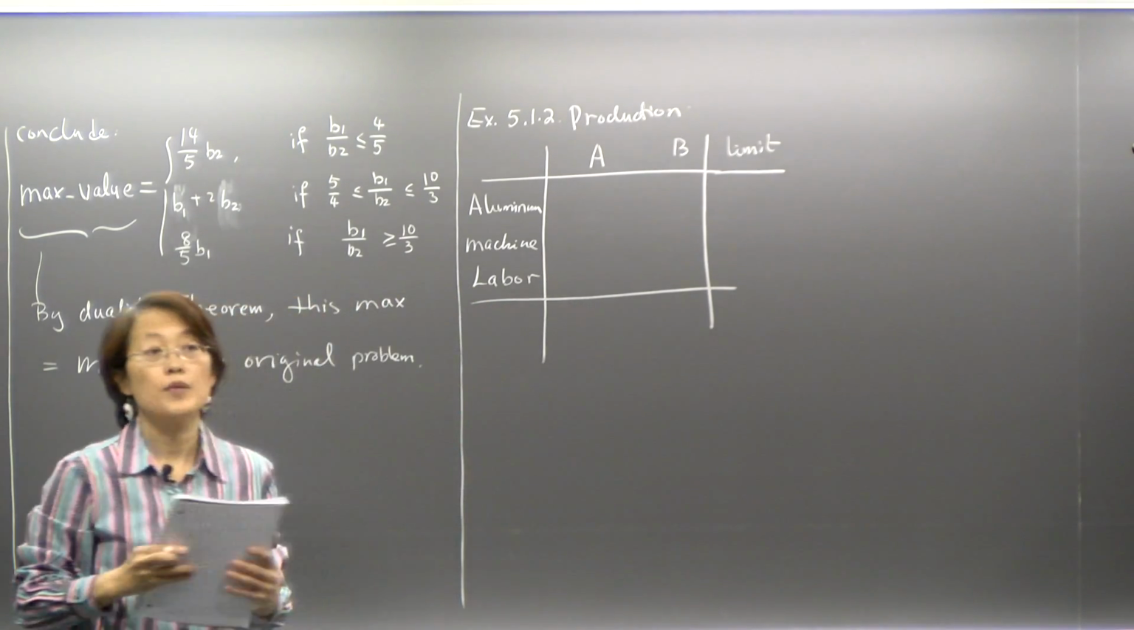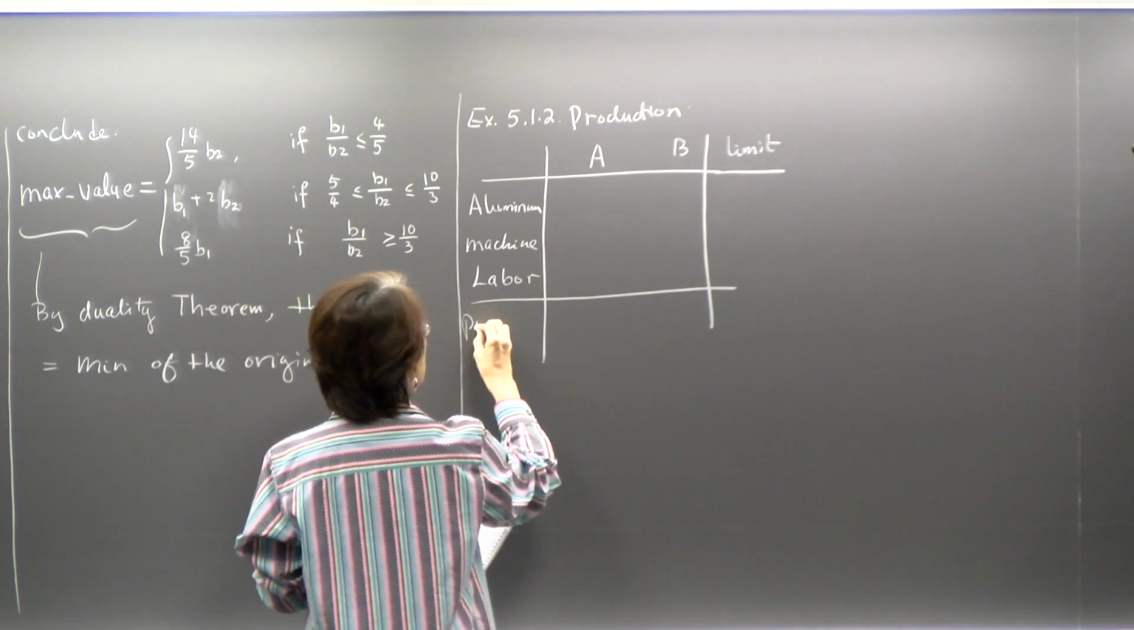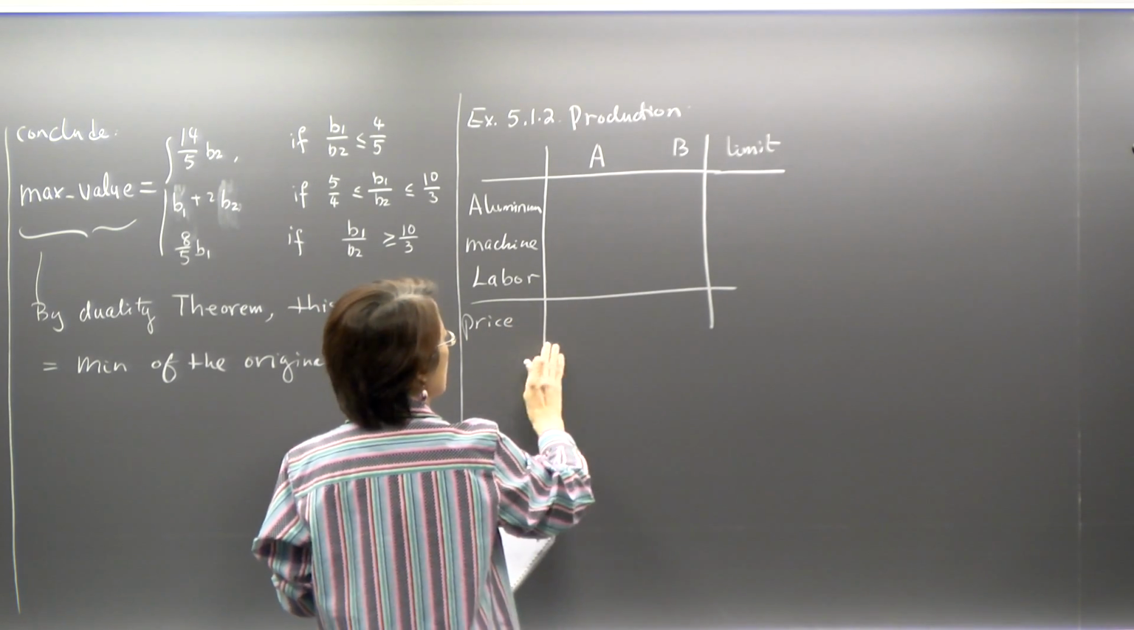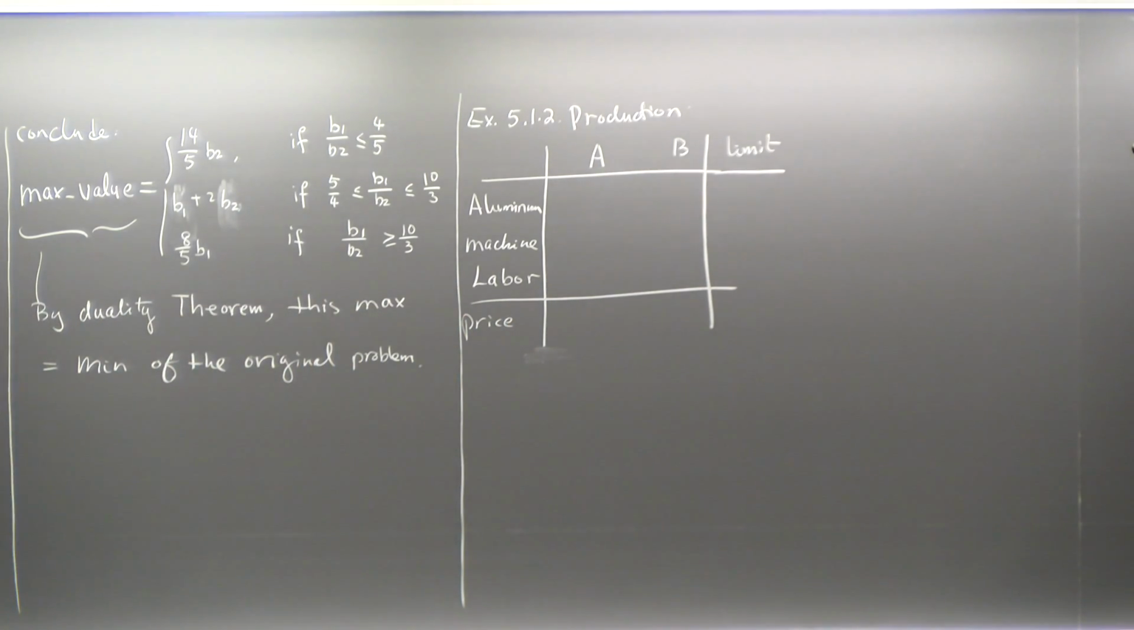I don't have an infinite amount of resource, right? And then for each product, I have a price. So I'm trying to maximize my profit within the limited resource. Is that clear? That's the setting.